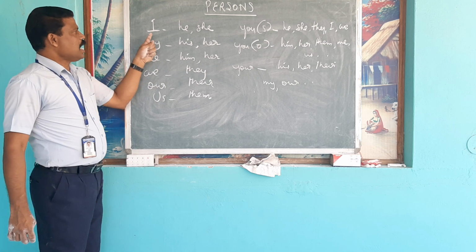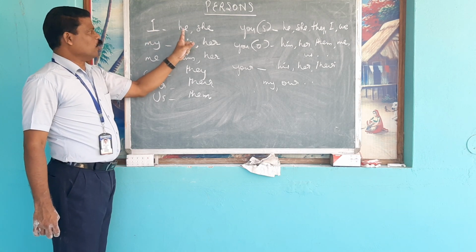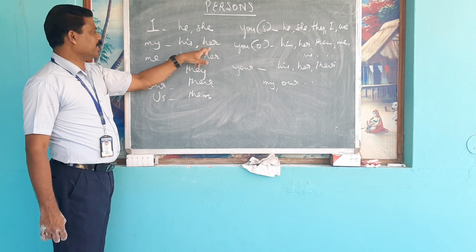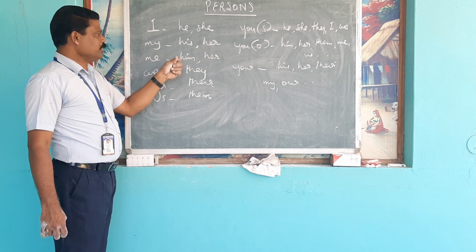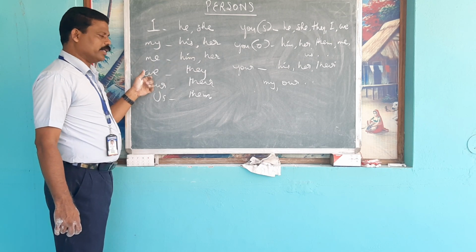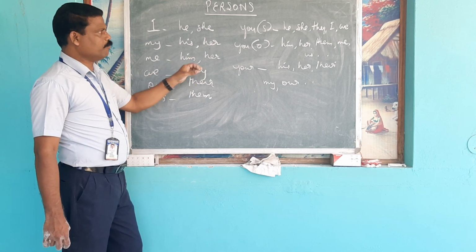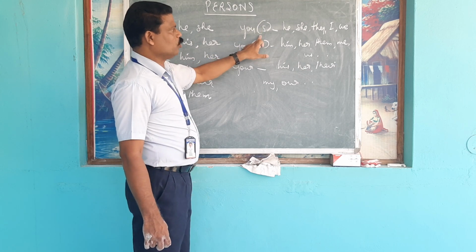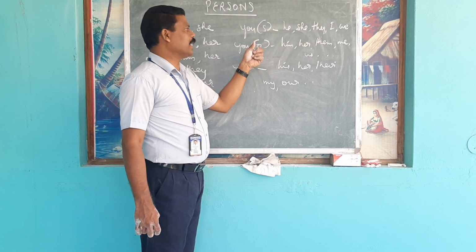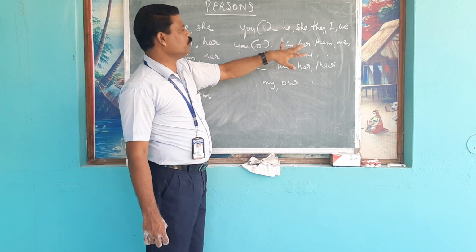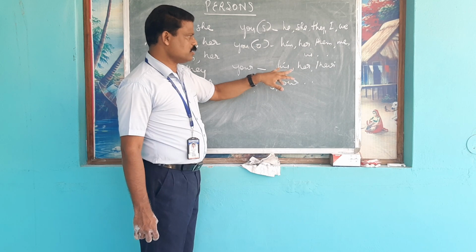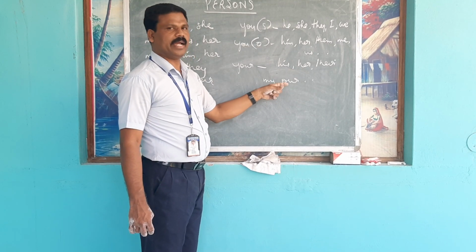So please, I will change into he or she. My will change into his or her. Me will change into him or her. We will change into they. Our into their. Us into them. You, अगर subject है तो will change into he, she, they, I, we. अगर object है तो will change into him, her, them, me, us. Your will change into his, her, their, my, and our.